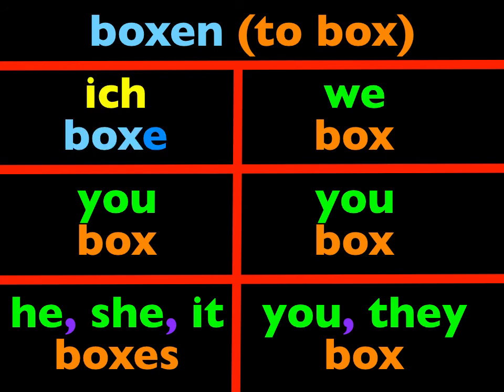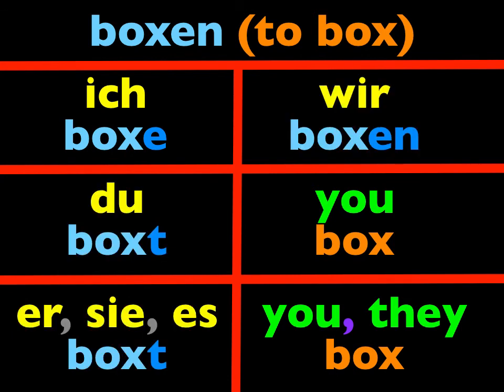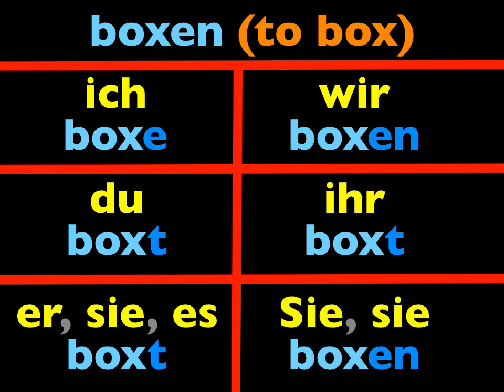Repeat the forms after me. Ich boxe. Du boxt. Er boxt. Wir boxen. Ihr boxt. Sie boxen.